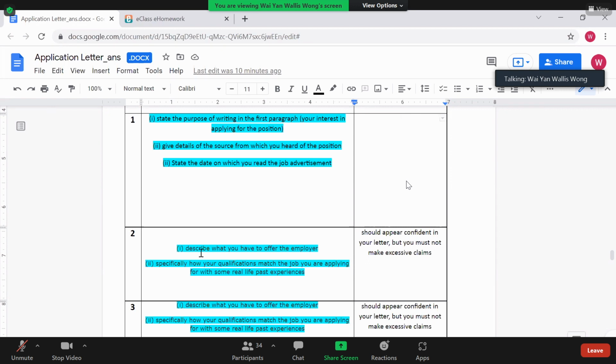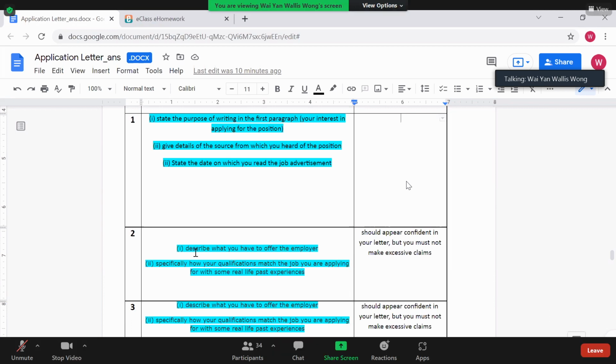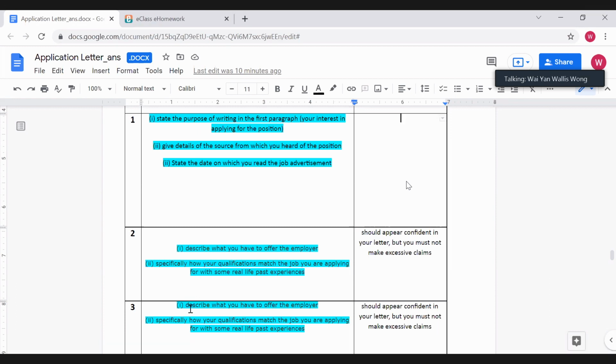So here, other than experience, you need to tell him something you can offer, something different from other candidates. Other than just telling the facts, like you have done this and that, you need to explain why you are the perfect candidate or perfect choice for the position.